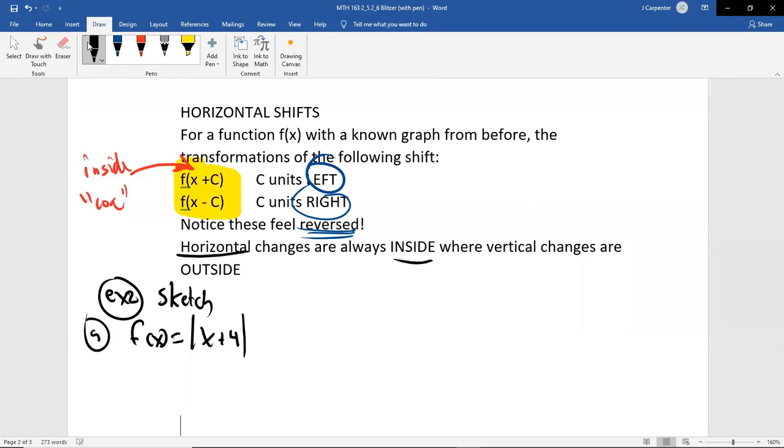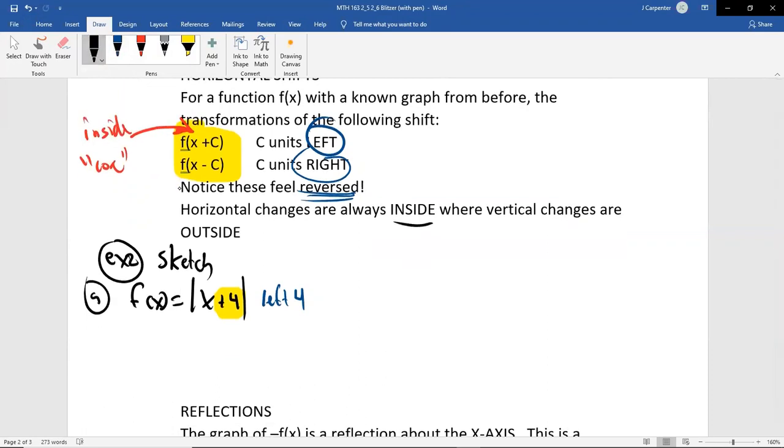Inside means it's a horizontal change. So this is going to be a left or right change. If that plus 4 had been over here, this would be a vertical change, specifically up 4. But it's not, so it's not. So the plus 4 inside means it's either going to be left or right. And you have to remember that horizontal changes are backwards. Plus 4 is not right 4, it's actually left 4 units. And if you ever don't trust this, you can plug in the coordinate that you get, the bottom of the function, you can plug it in and see if it matches. So maybe we'll try that out here. I still need more space.